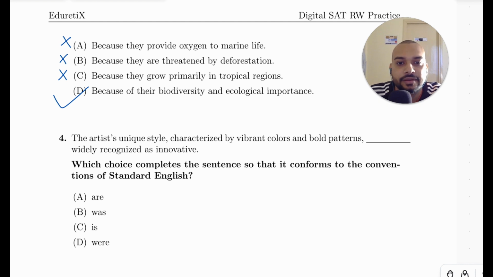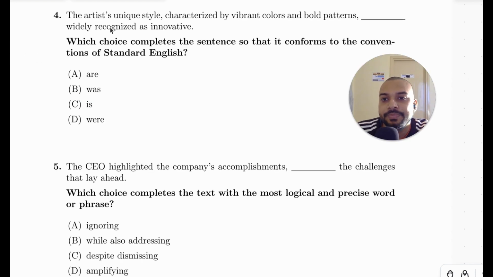Okay. Next one. Question number 4. The artist's unique style, characterized by vibrant colors and bold patterns, dash widely recognized as innovative. Okay, we reversed the sequence, sorry for that. First thing, to check the instruction, which choice completes the sentence so that it conforms to the conventions of standard English? Okay, it's that question. Now read. The artist's unique style, characterized by vibrant colors and bold patterns, is, was, or were widely recognized as innovative. So we need to match which verb form and tense matches perfectly with the blank.